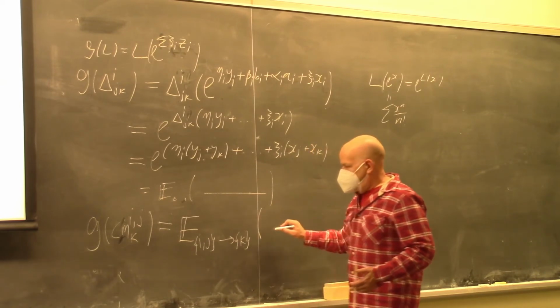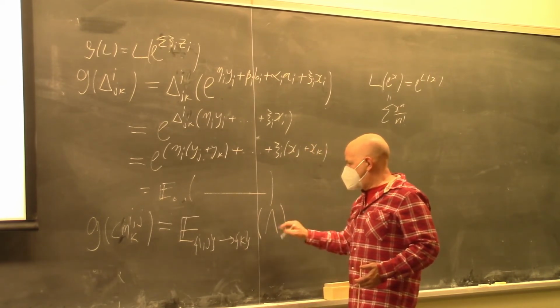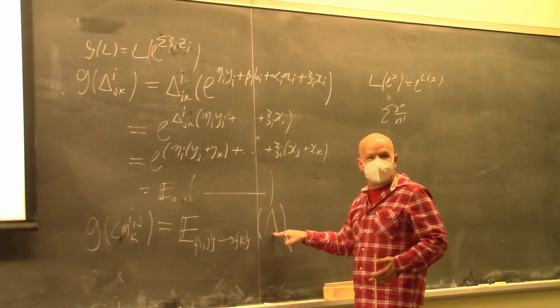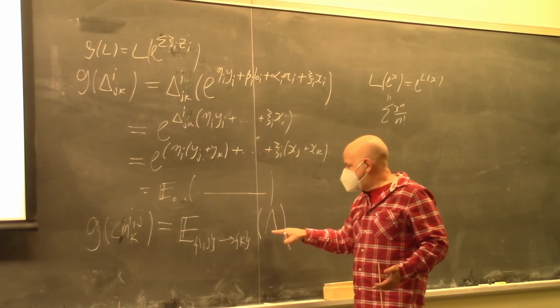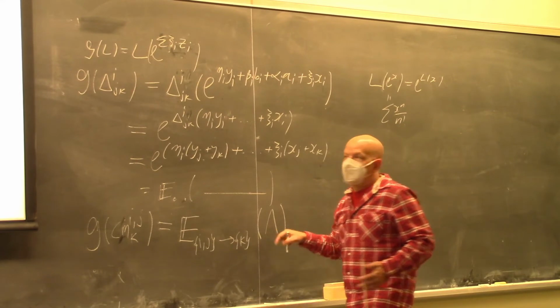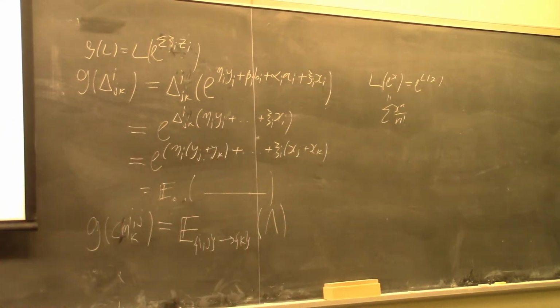And then I claim that the generating function is e to the lambda, where lambda is given by this lovely formula. Okay? So just if you look at this formula, it has the right shape, right? It has Greek letters with I and J, and Latin letters with K. Okay?